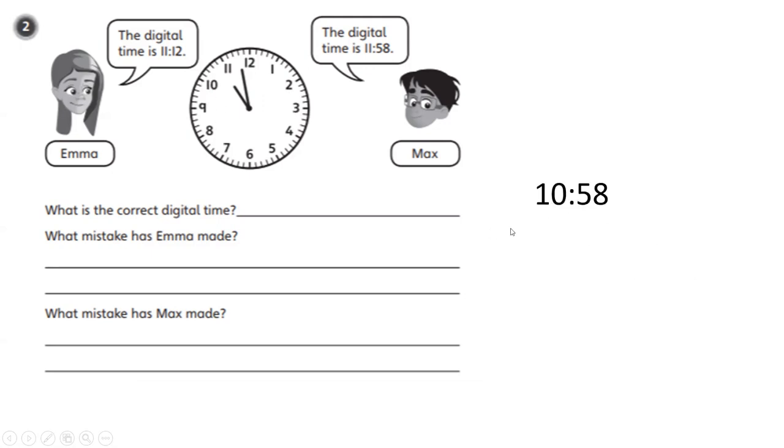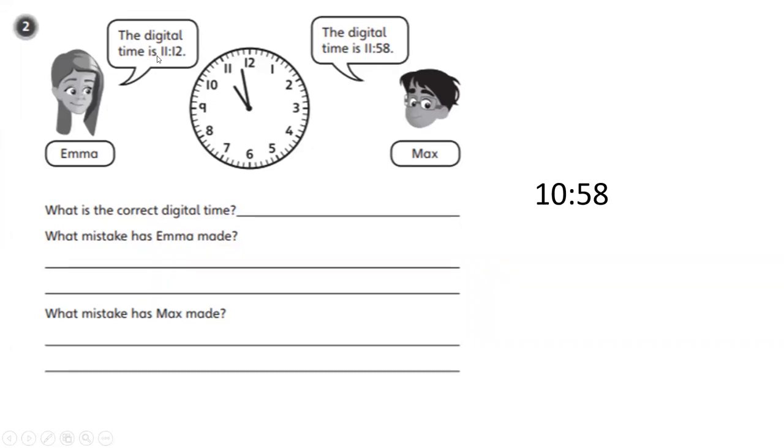And I've just jumped the gun and put the answer here. And it is 58 minutes. If you can see, this is just telling me it's 2 minutes to 11. So it's 10:58. Okay, so that's the actual time that we should have. And can you see both Emma and Max have got it wrong?